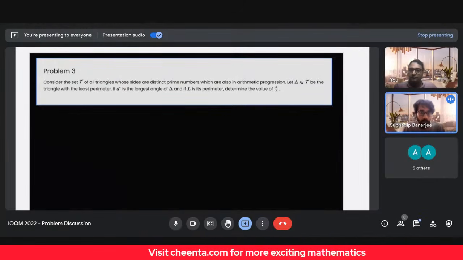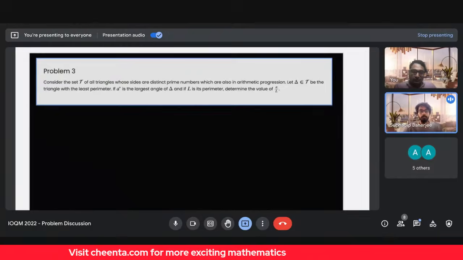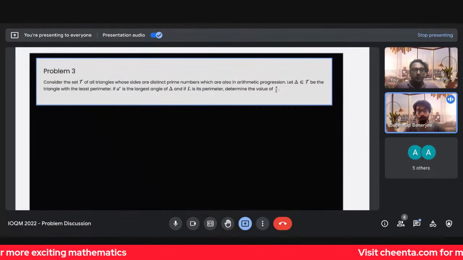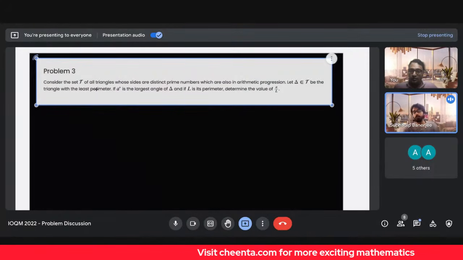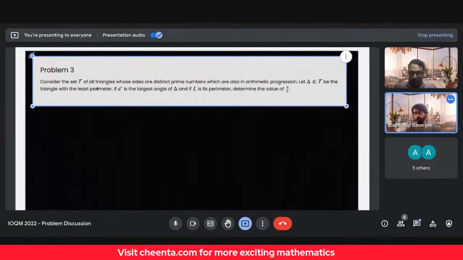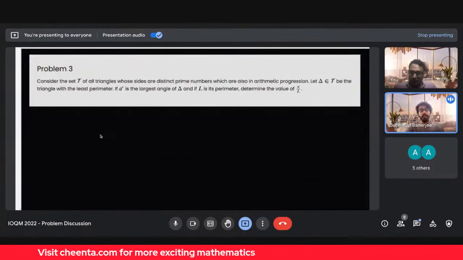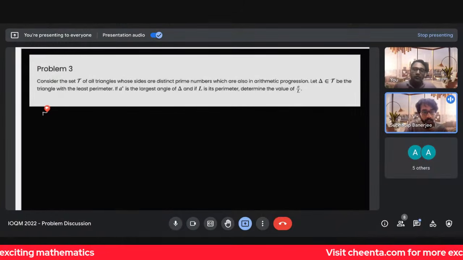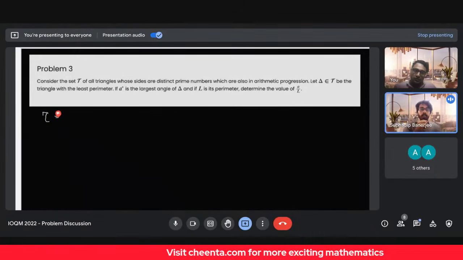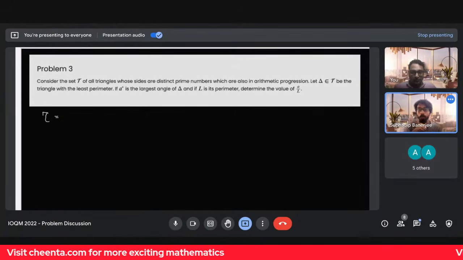Okay. So this may seem like a problem in geometry. Yeah, indeed it is a geometry problem. But we would like to think about this problem from a very different perspective. It's been said that script T, I'm calling it tau, is the set of all triangles whose sides are distinct primes, which are also in arithmetic progression.